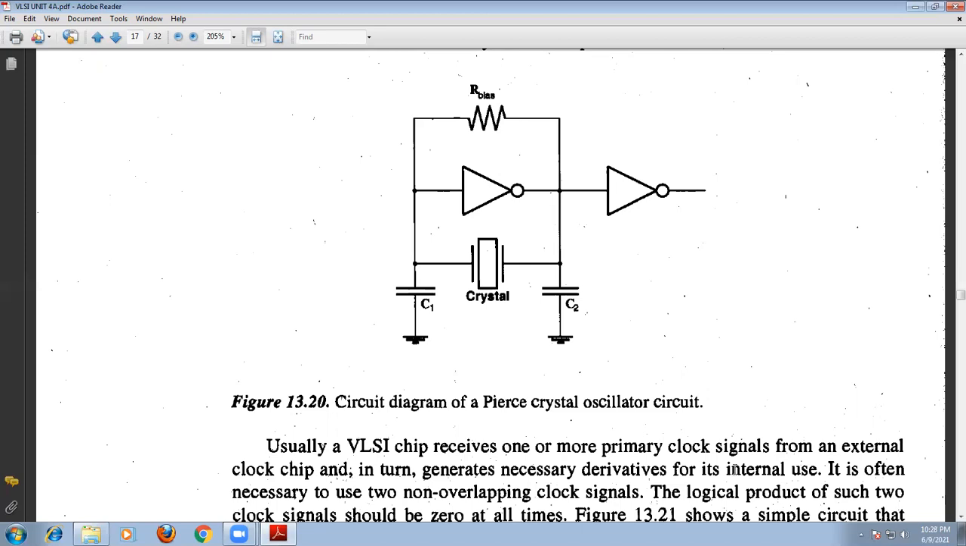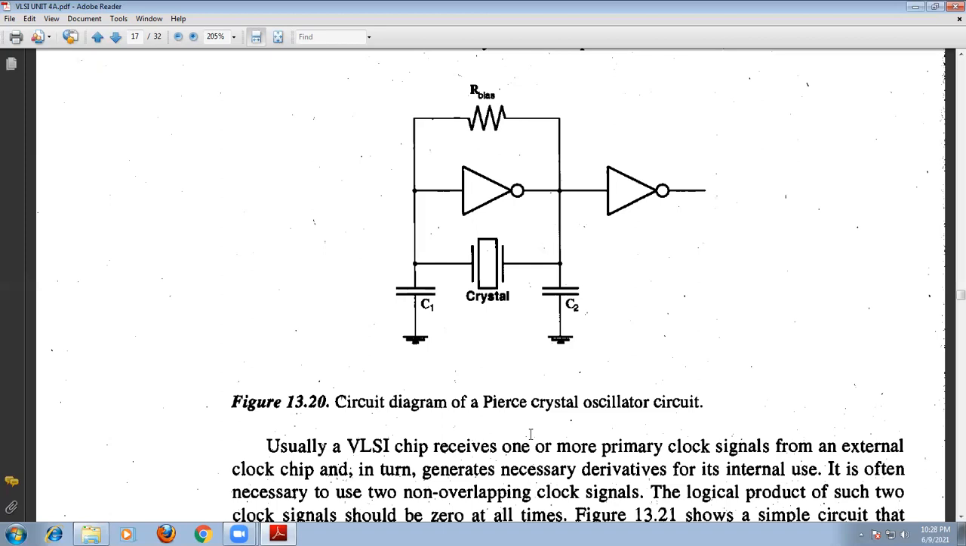So there is another thing you have to remember. We have a single clock chip. From this clock chip, we generate primary clock signals, and from the primary clock signals, we generate derivative clock signals for internal use. It is also often necessary to use two non-overlapping clock signals.